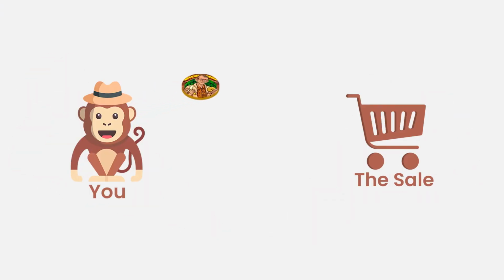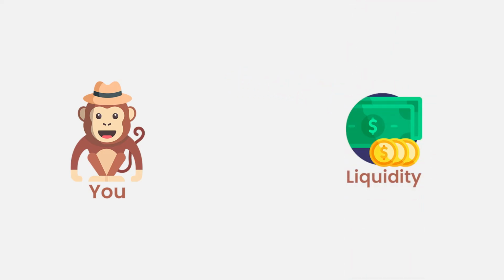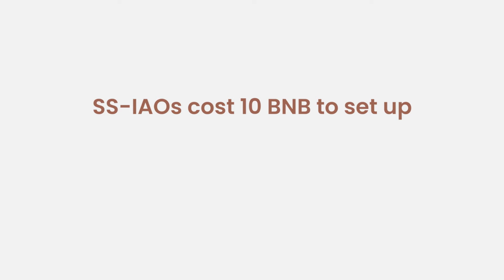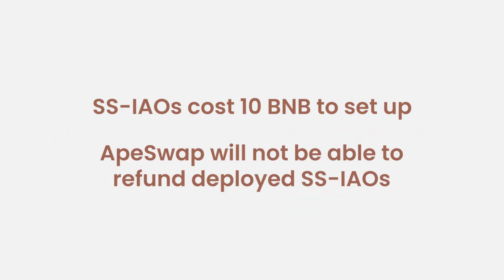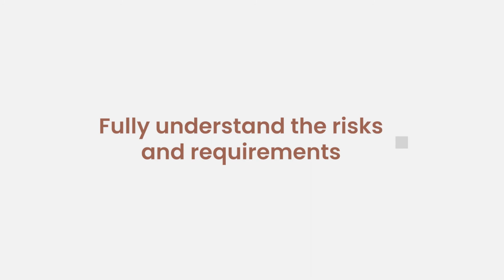Remember, you will be providing tokens for the sale, and all of those tokens will be sold. Then, you will provide additional tokens to be paired with raised funds to serve as initial liquidity. SS-IAOs cost 10 BNB to set up. Please ensure that all information is correct before deploying. ApeSwap will not be able to refund deployed SS-IAOs. If you elect to use this platform, you are indicating that you fully understand the risks and requirements.